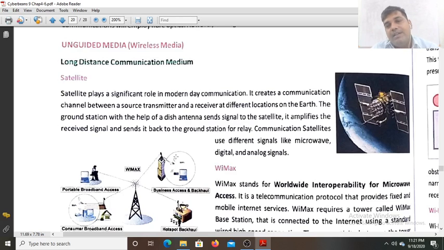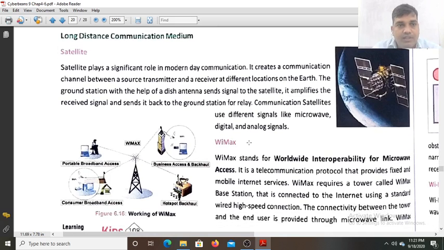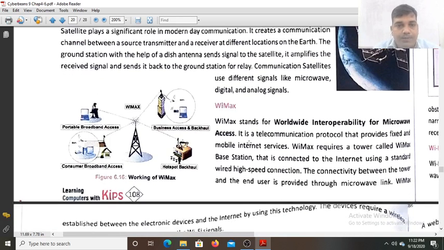A better example of satellite communication, or of a long distance communication medium, is your digital TV. In the digital TV, as you see, this antenna is there. That antenna receives the signals directly from the satellite. That is the example of the long distance communication medium, as you can see at your home.